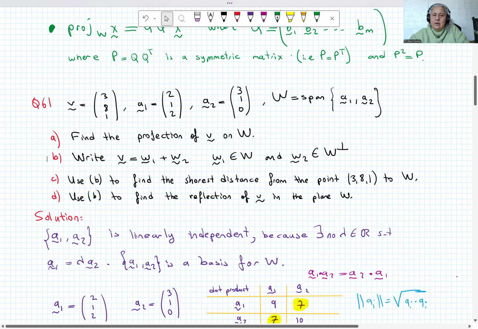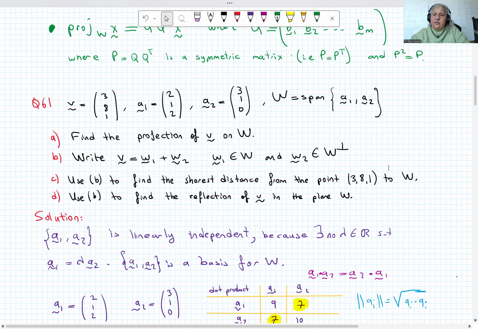Now, using this, we would like to find the shortest distance from the point (3, 8, 1), the tip or end point of this vector, to W. And we would like to use the projection to find the reflection of the vector V with respect to the plane W. So W will be the mirror, and we will look at the reflection.